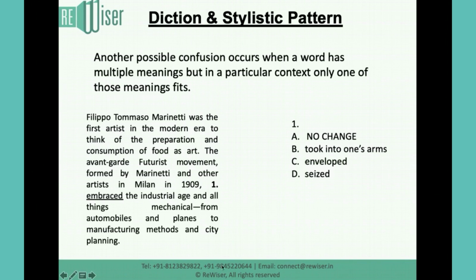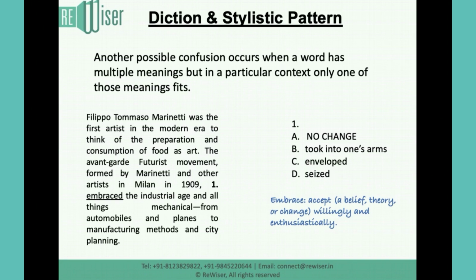But what is the meaning that's implied in the context? What is the meaning you need? This movement formed by the artists in 1909 embraced the industrial age and all things mechanical. Now, are we looking at a secondary meaning of one of these words? Let's look at the secondary meaning of embraced. To embrace also means, please remember, to accept a belief or theory or to accept even change willingly and enthusiastically. Now, in that meaning, would it fit in here, the industrial age, to embrace something new, and you accept it willingly and enthusiastically?